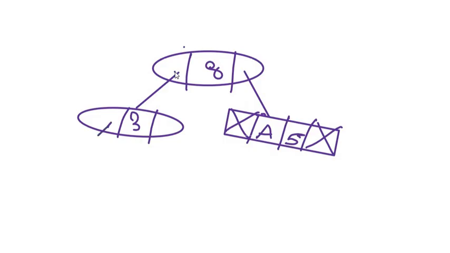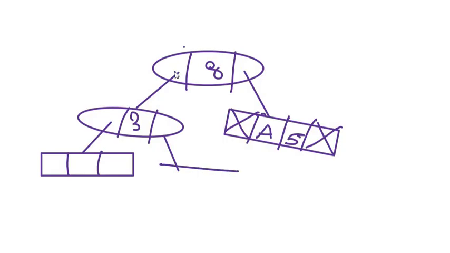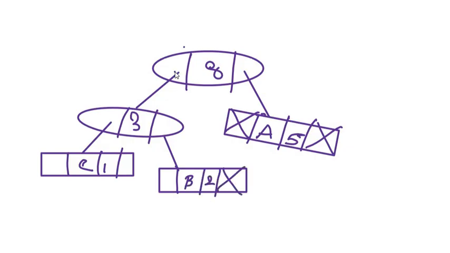So now 3 is the internal node which has 2 child nodes, a left child node and a right child node. So it has C, whose frequency is 1, and here B, whose frequency is 2, and no left and right child, so it will be marked as null. This is the final Huffman tree.